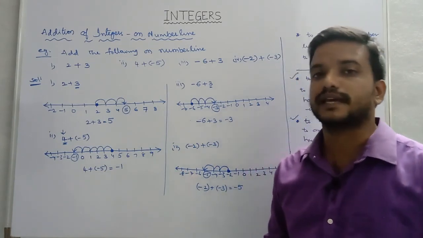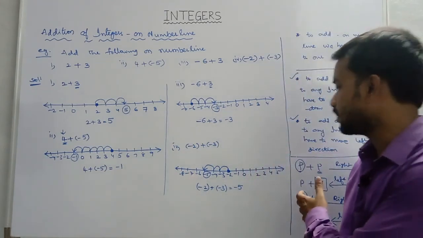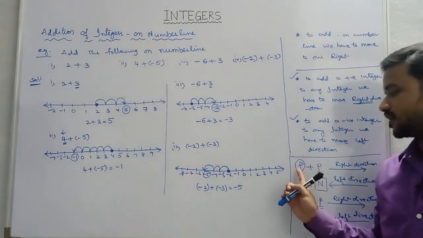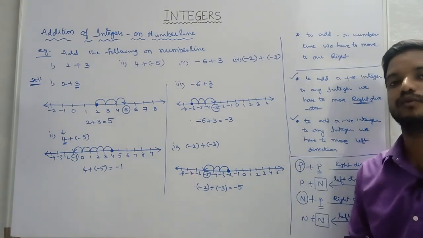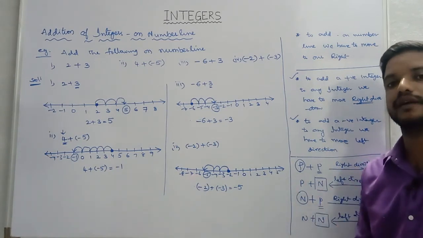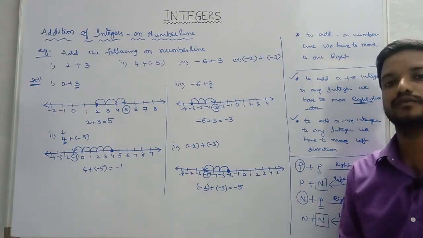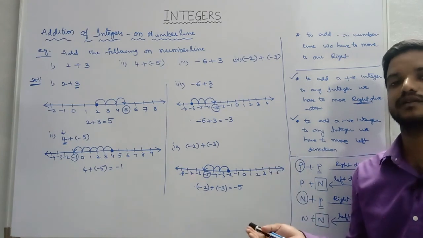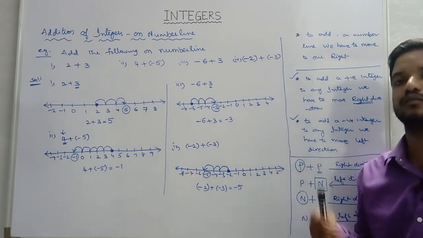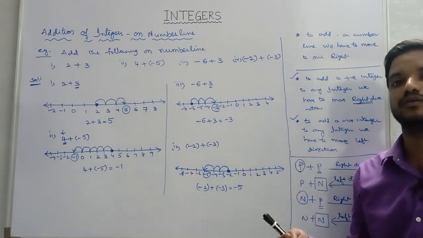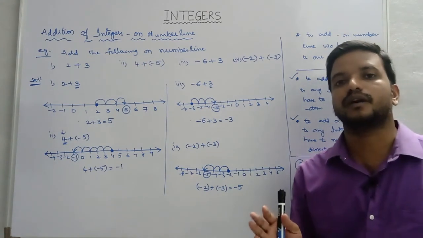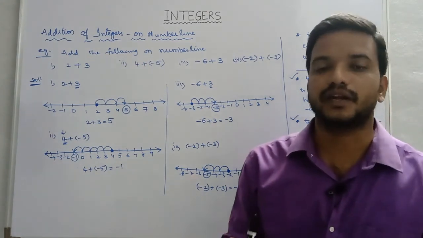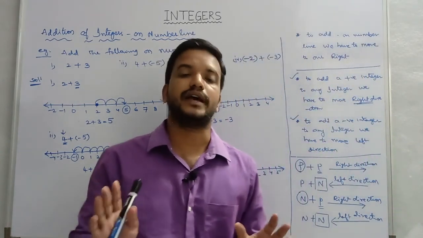Okay. So once again, just remember this concept. Positive plus positive, we have to move in the right direction. Positive plus negative, we have to move in the left direction. Negative plus positive, we have to move in the right direction. Negative plus negative, we have to move in the left direction. Just remember, when the second integer is negative, you have to change the direction.